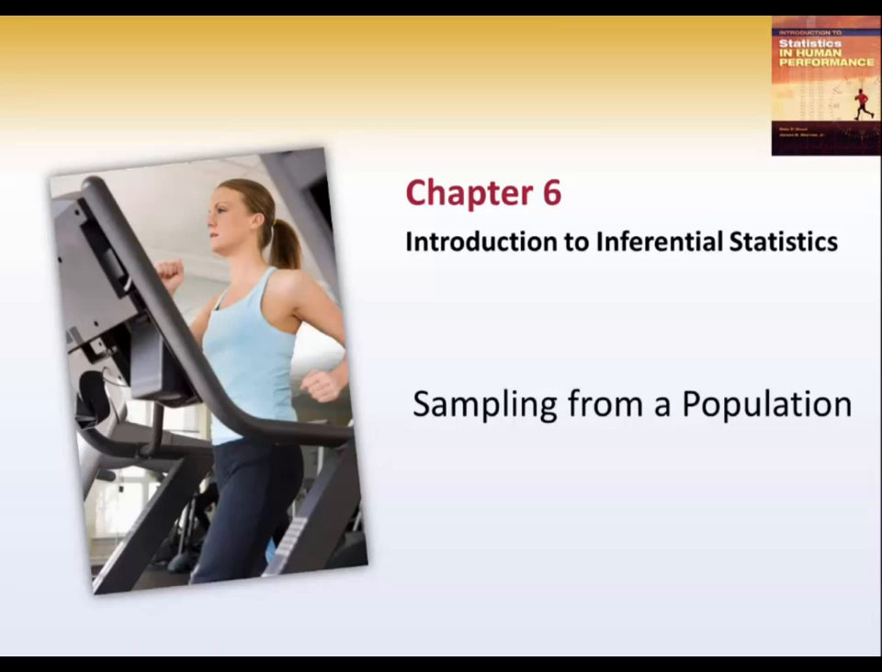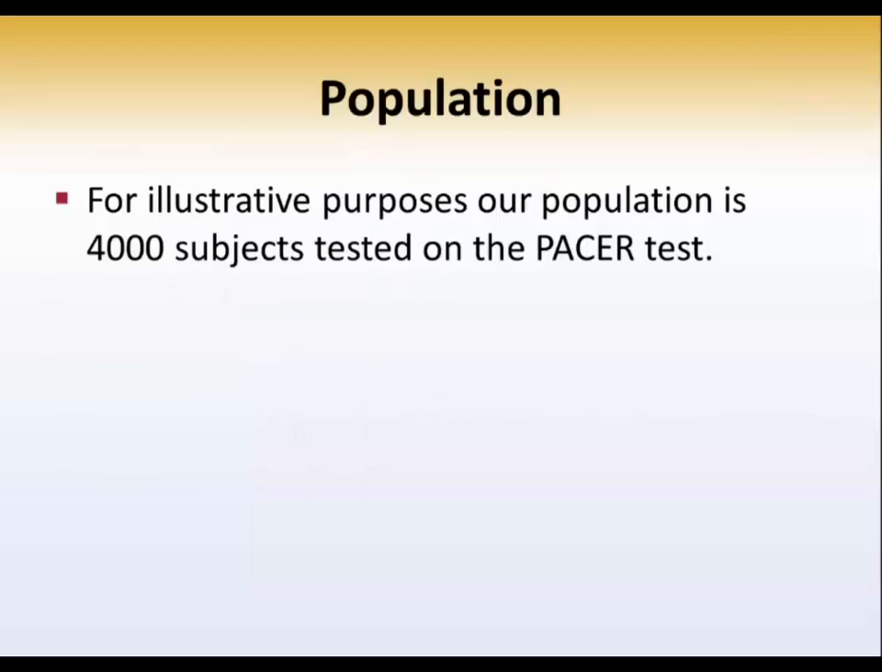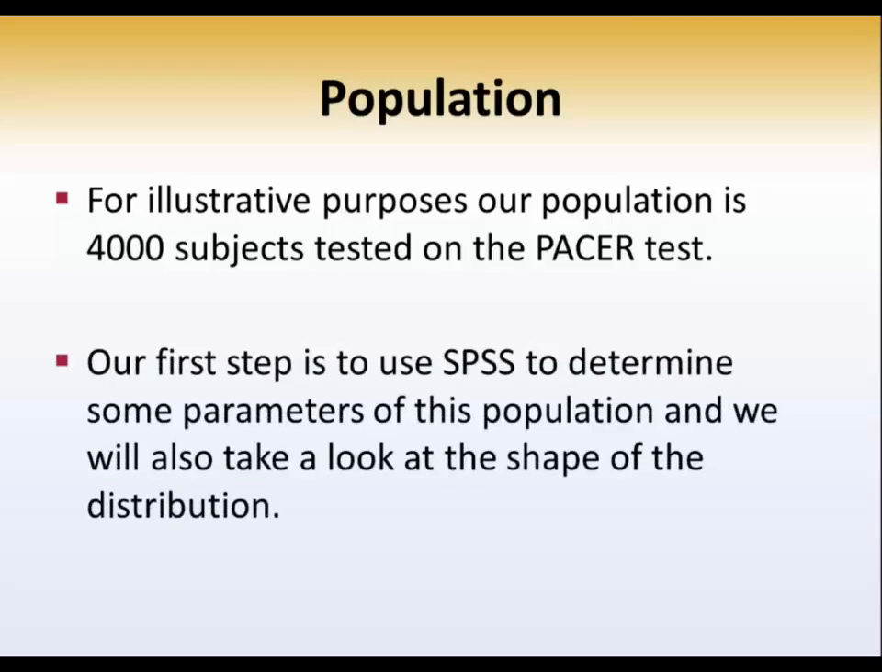One of the first steps in actually conducting a study is to sample from the population you've defined. For illustrative purposes, our population is going to be 4,000 subjects, middle school students that were tested on the PACER test. That will be our population. Our first step is going to be to use SPSS to determine some parameters of this population so that we can have an idea what the population looks like. And we'll also take a look at the shape of the distribution.